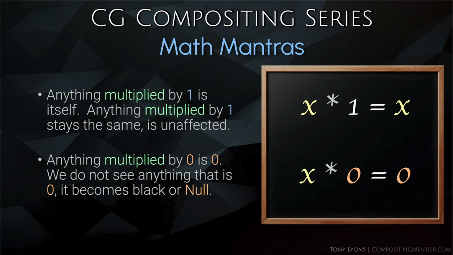Anything multiplied by 0 is 0. Does not matter what the starting number is. If it's multiplied by 0, it becomes 0. We do not see anything that is 0. It becomes black or null.